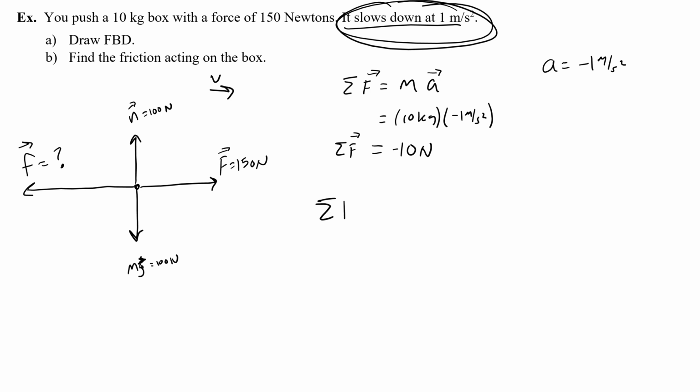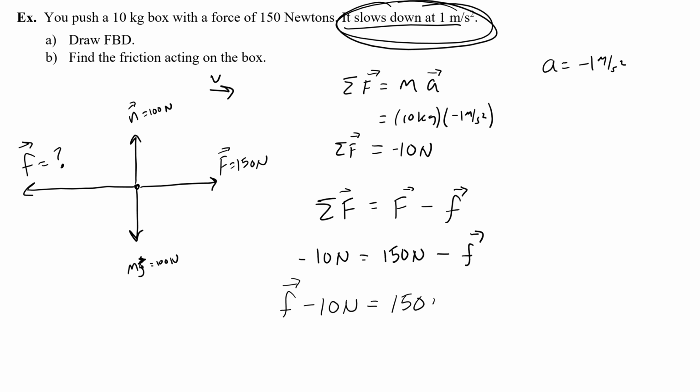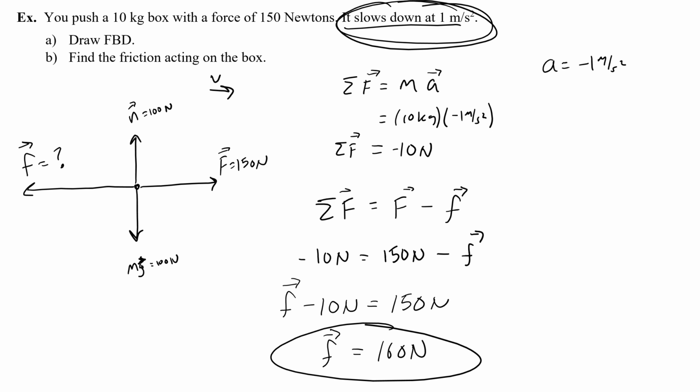Then to find friction, I write my equation for net force. The applied force to the right, positive, minus friction, because friction is going to the left. And now I have that my net force is negative 10, my applied force is 150, and friction is being subtracted. So we do the same thing. We add friction. So friction minus 10 is 150. We add the friction to both sides. But now I don't actually take away 10 from 150. I add it. So now the friction force is 160 newtons.